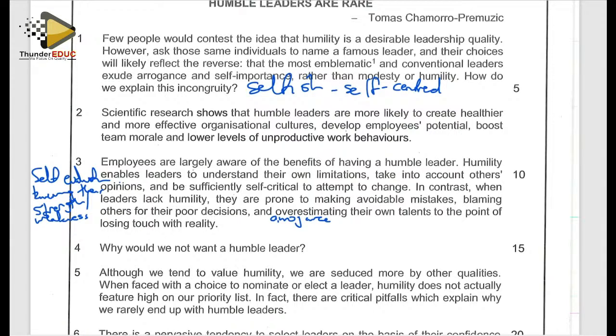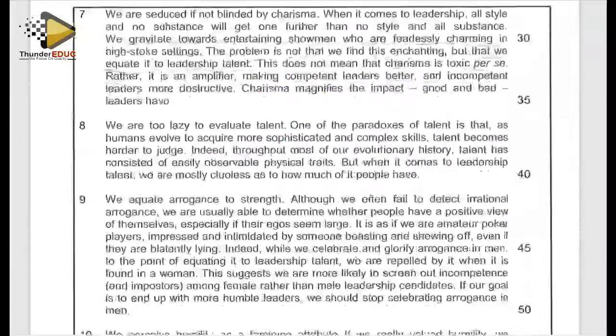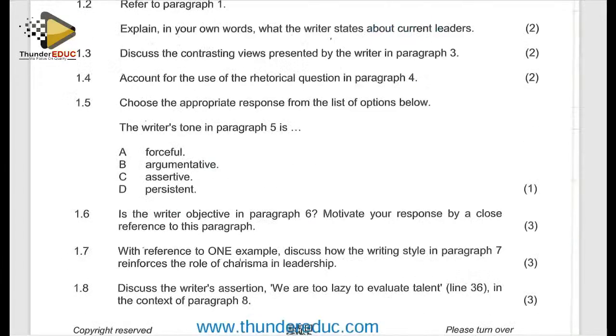What is this one? If it says they are prone to making avoidable mistakes, it means that they will make deliberate mistakes that can be avoided. They do not do self-evaluation so that they can change and make an improvement. Those are the contrasting views that were given there of the two types of leaders. We go to the next one.